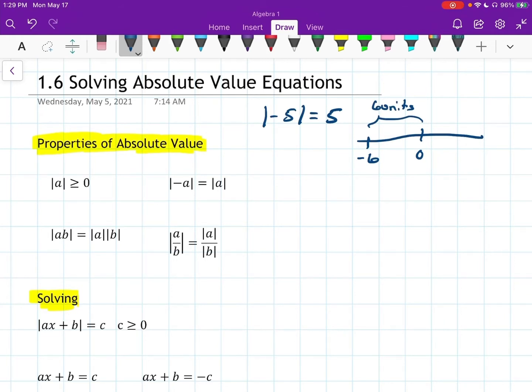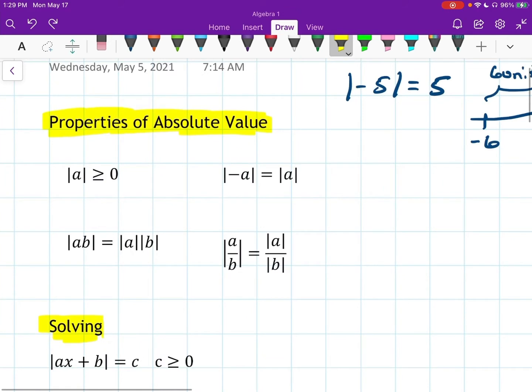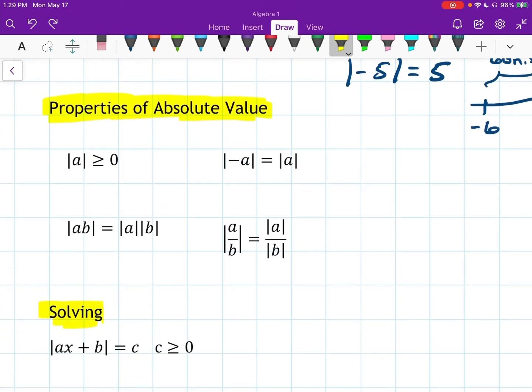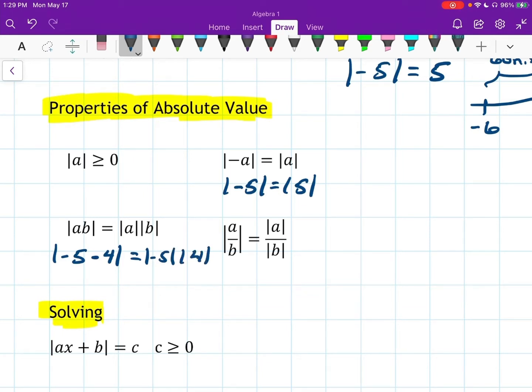So some properties of absolute values. We know that anytime we have something in absolute value bars, it's going to be bigger than or equal to 0. The negative version inside it is equal to the regular version. So this would be like |-5| is equal to |5| in that sense with absolute values. With AB here, we could say like, I don't know, |-5 times 4| is equal to the absolute value of -5, absolute value of 4. And then the fraction one, I think that we can all see how that would work.